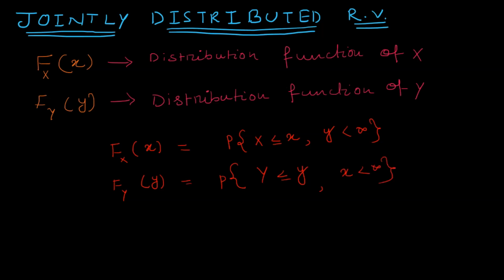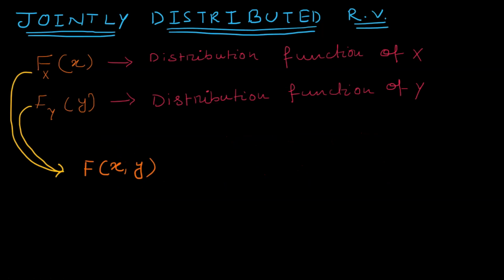Okay, with this in mind, let's move forward and unite these two things. Uniting these two things, I will get the distribution function in x and y. And what does that really mean? That will always be equal to the probability of X less than or equal to x, and Y less than or equal to y.